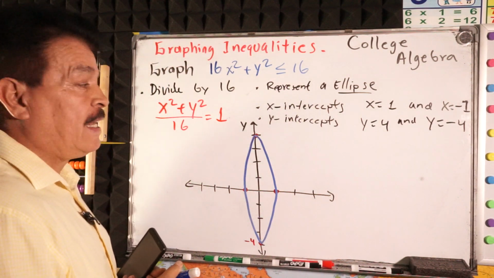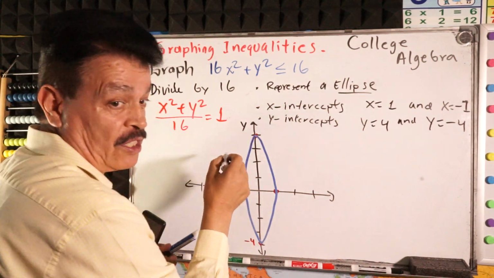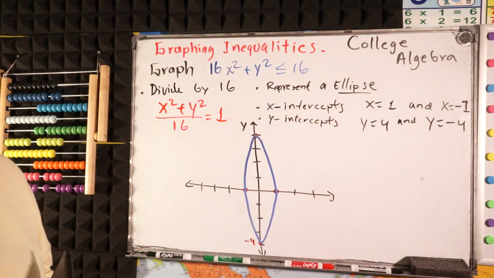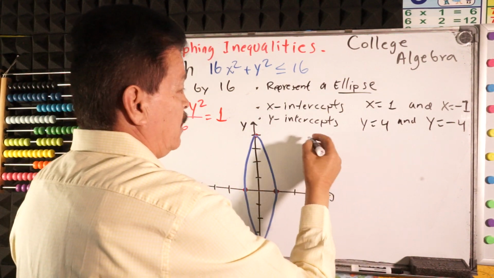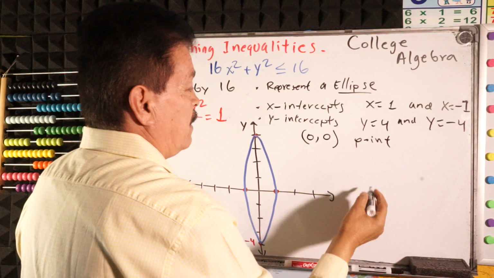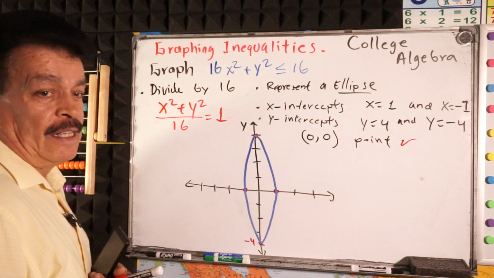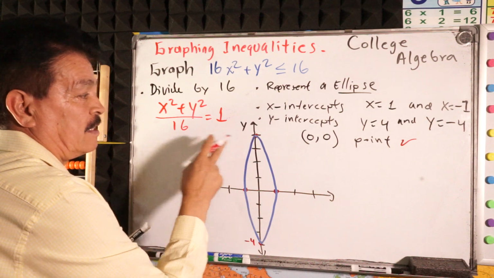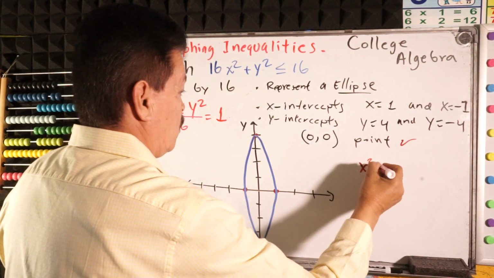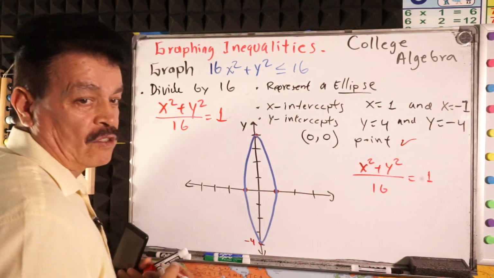So let's select a point to see which area we have to color in or shade. Which area do we have to shade? Let's select 0,0, and then use it to test our problem. Check if 0,0 satisfies our graph. So we have x to the second power plus y to the second power divided by 16 equals 1.